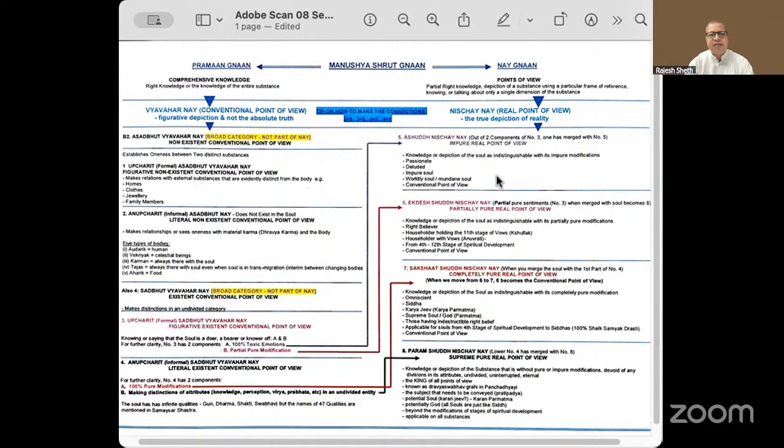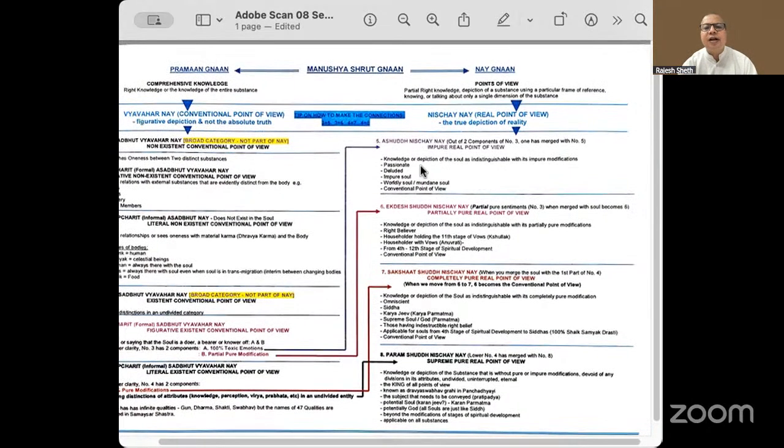Okay, but here it is number 5, and number 5 contains all the impure modifications and the soul combined together, indistinguishable with its impure modifications. Okay, knowledge or definition of the soul as indistinguishable with its impure modifications. Okay, so I am passionate, I am deluded, I am impure soul, I am worldly soul, I am mundane soul. All these are examples of number 5.